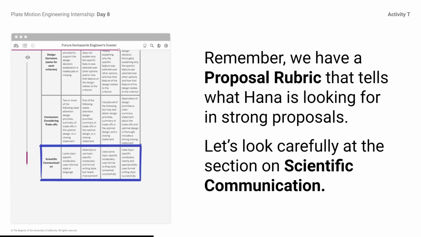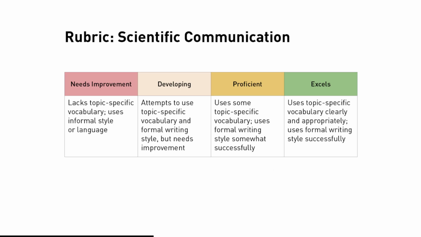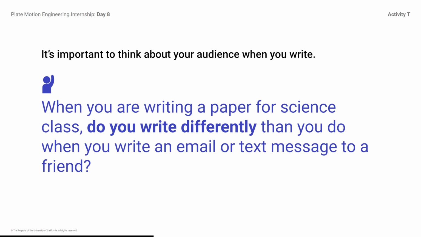Let's look carefully at the section on scientific communication. Review the Proficient and Excels qualities. Proficient uses some topic-specific vocabulary, uses formal writing style somewhat successfully. Excels uses topic-specific vocabulary clearly and appropriately, uses formal writing style successfully.